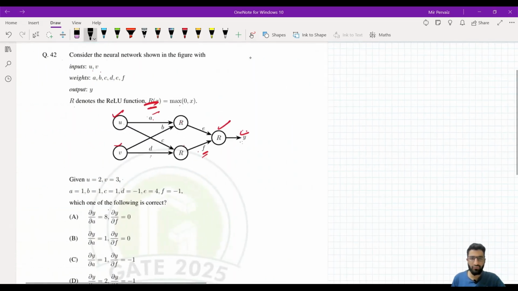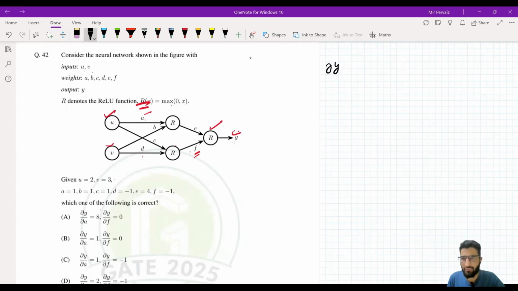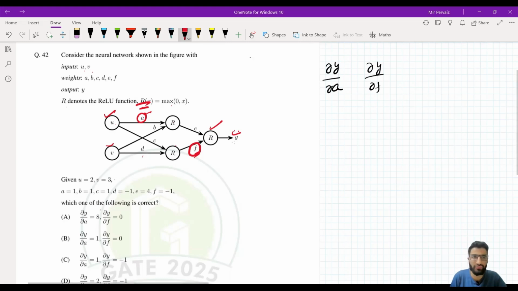We have to find the partial derivative of Y, del Y over del A. A is here, and we also have to find del Y over del F. This is my F. These are the weights over these connections. In order to find the derivative, we should have the function. So how is Y defined?